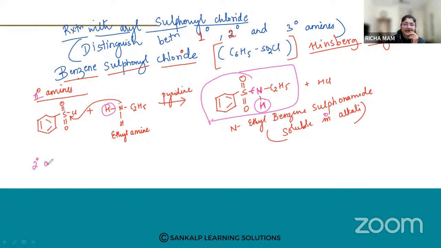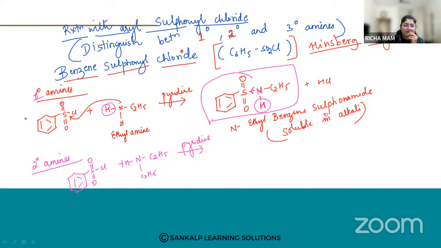So let us see with secondary amines now. Again, I have a benzene sulfonyl chloride. So S double bond O, S double bond O, Cl, plus a secondary amine. So we are going to take diethylamine, N, C2H5 and H, right? So what is going to happen now in the presence of pyridine?